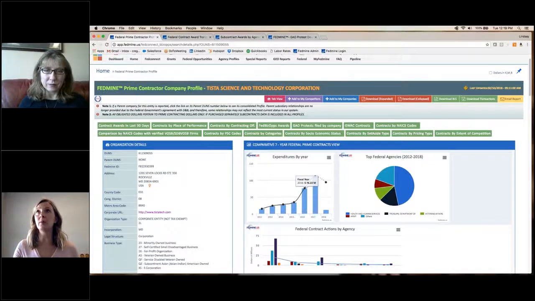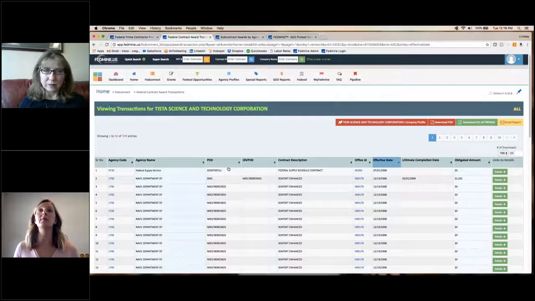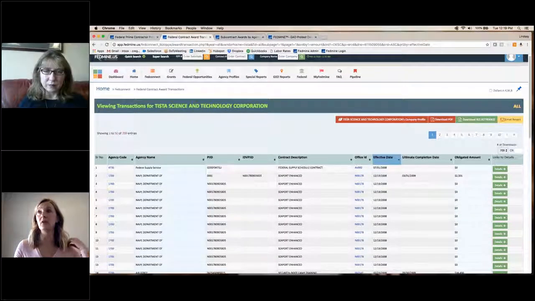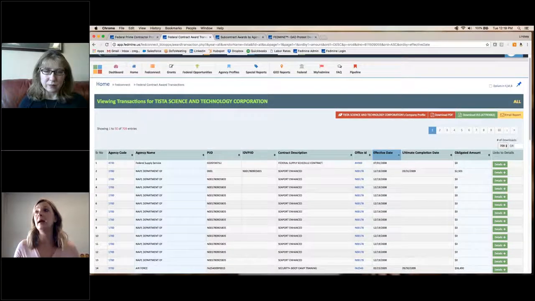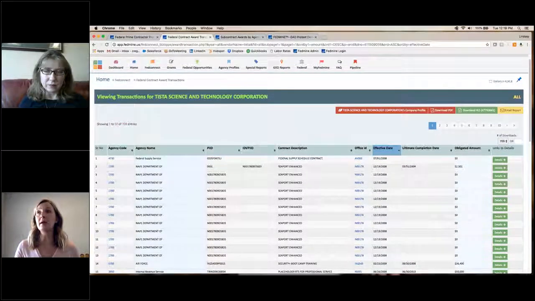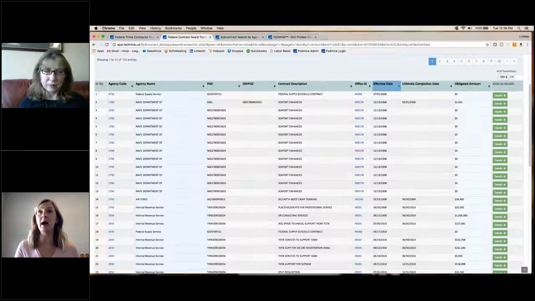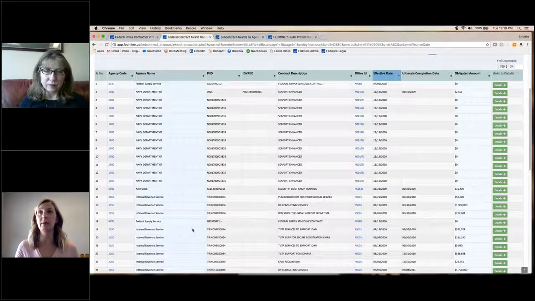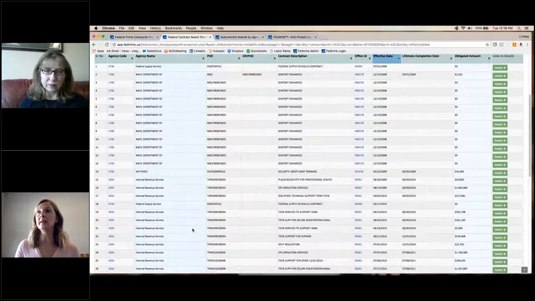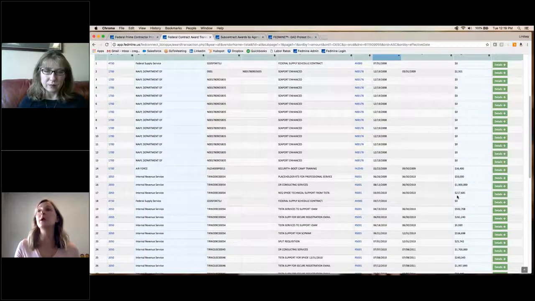Another report that you're able to run in FedMine is to pull all of their transactions and their contracts since 2004. And I can see here that actually Tista, it looks like they started with the federal government in 2008 based on this data. And what it's showing you is that they started out with a GSA schedule and started on Seaport E. And then from there, they've kind of gone into working with the IRS, who is still one of their primary customers. You can see things like what the contract amounts were.